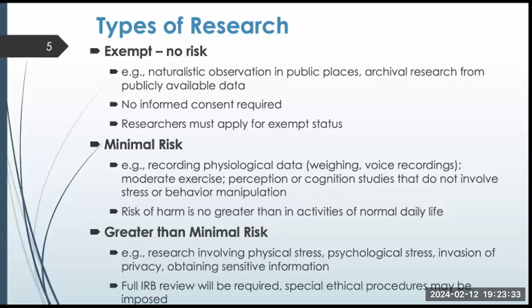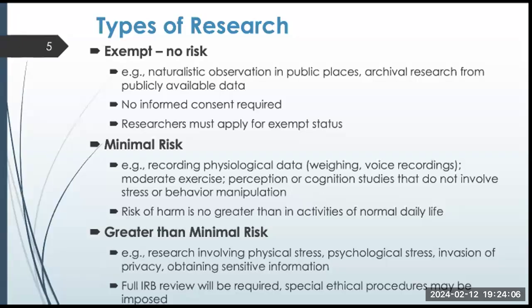So this is important for all of you to know. Make sure you understand the types of research and what falls under those categories. So exempt is no risk, and that would be where you're not really interacting with anybody, right? So a naturalistic observation, you're not going up to the people and asking them any questions. You're just seeing what they're doing, right? Or archival research where it's primary source documents. You are not calling them to find out about their marriage or anything like that. You're just getting information like dates and who's involved, that kind of thing, from publicly available data.